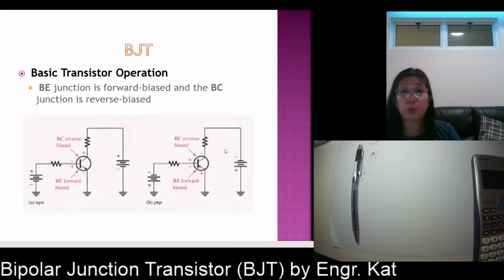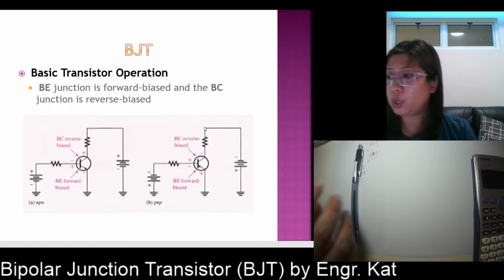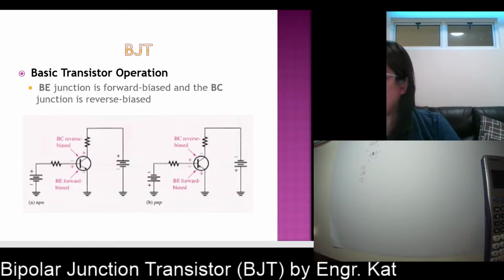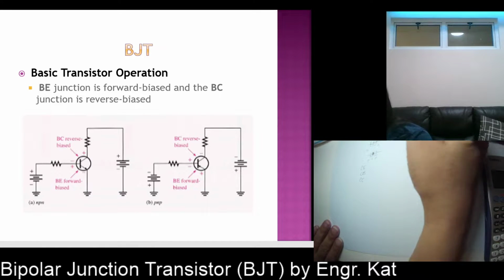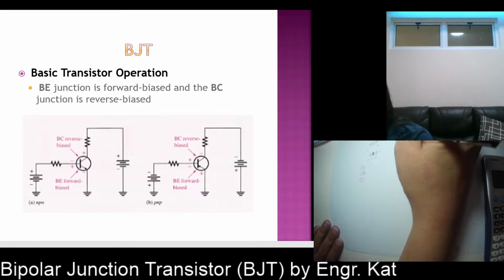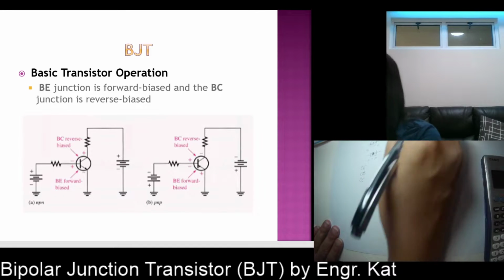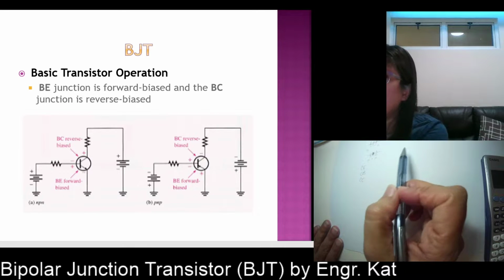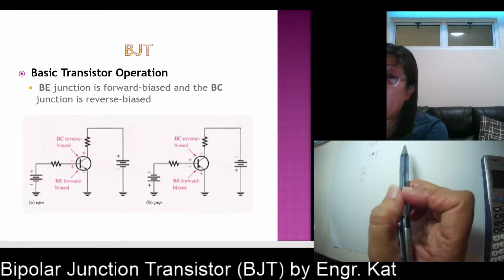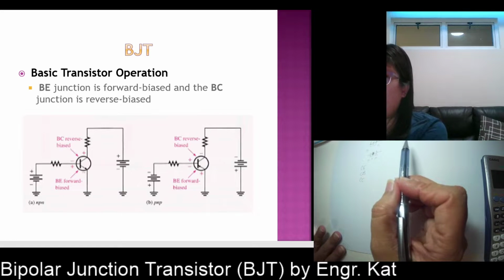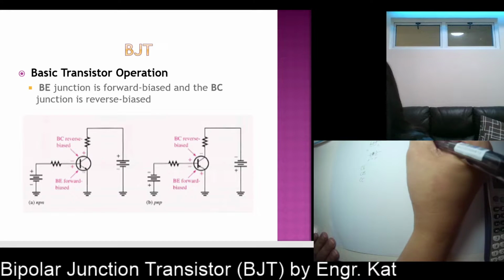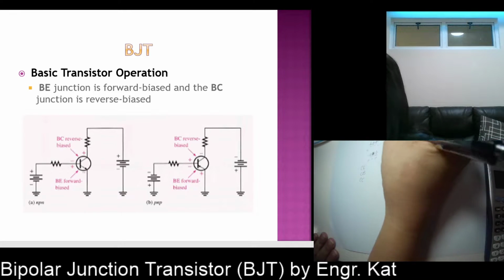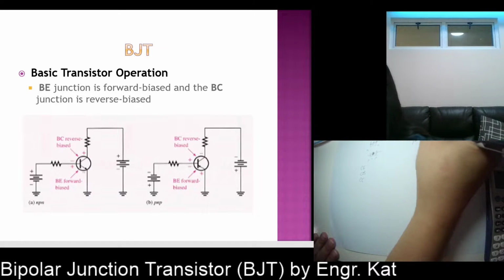Actually, we can show this in a common base configuration. How does a common base configuration look like? For common base, let us say we have here a PNP. If I explain this in PNP, this is just the same for NPN. All you have to do is reverse the polarity of your sources, okay? This is your emitter, this is your base, and this is your collector.